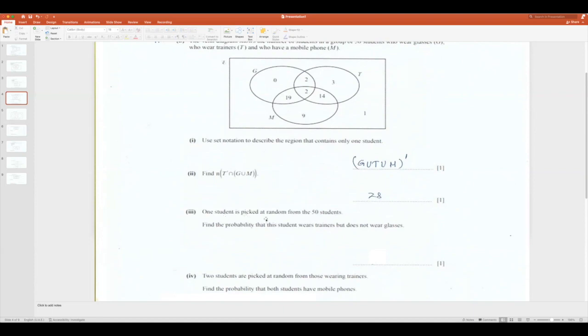One student is picked at random from the 50 students. Find the probability that the student wears trainers but does not wear glasses. The student wearing trainers but not glasses: 14 plus 3 is 17. The total is 50 students, so 17 over 50.